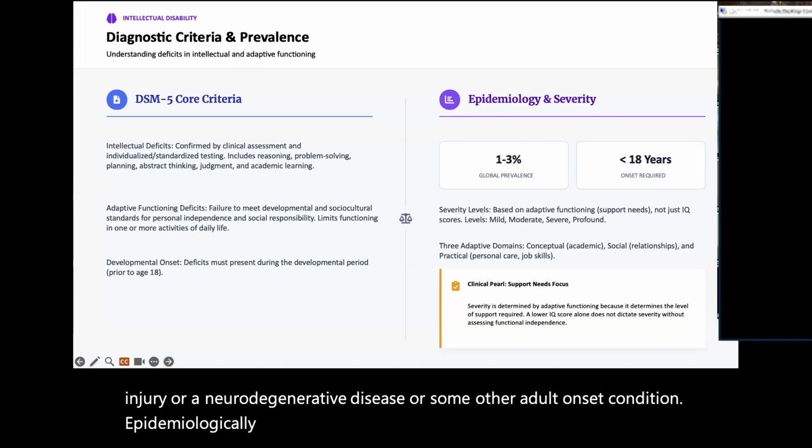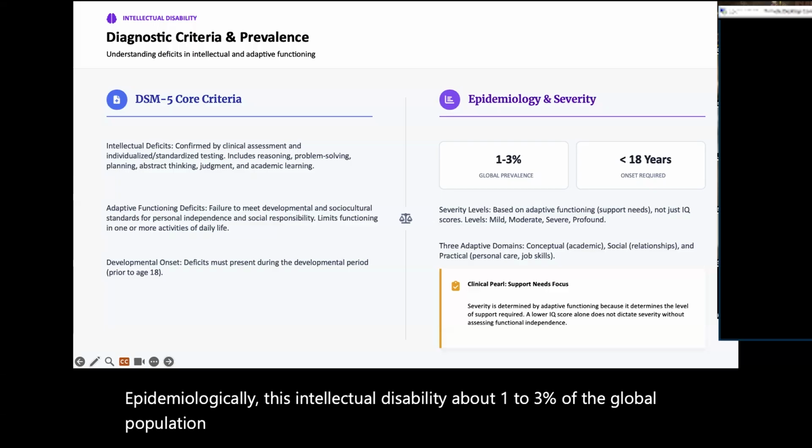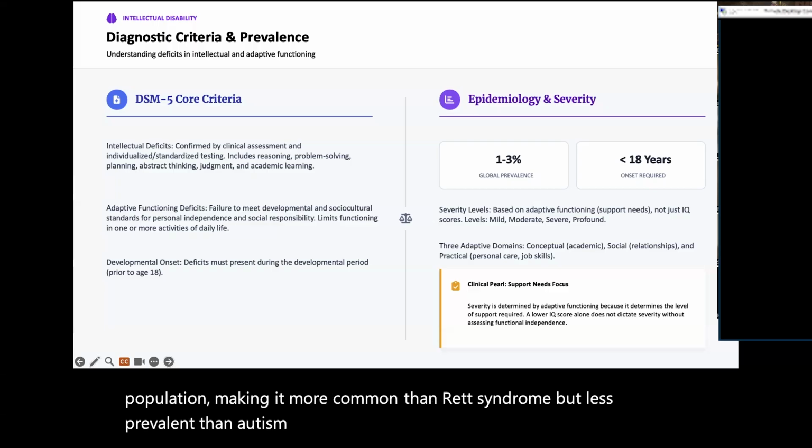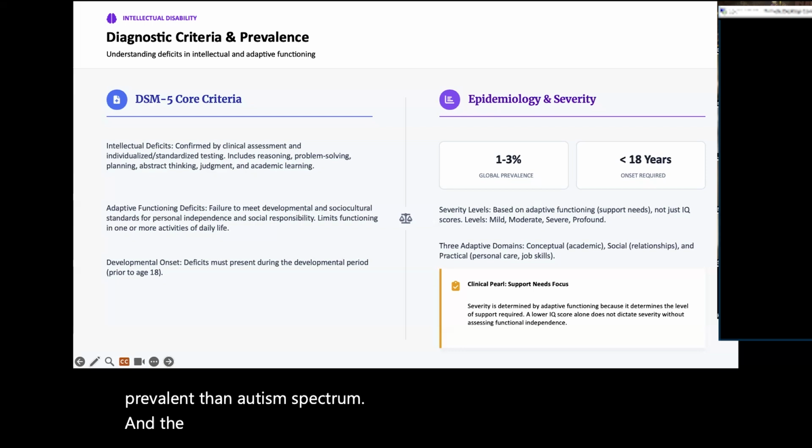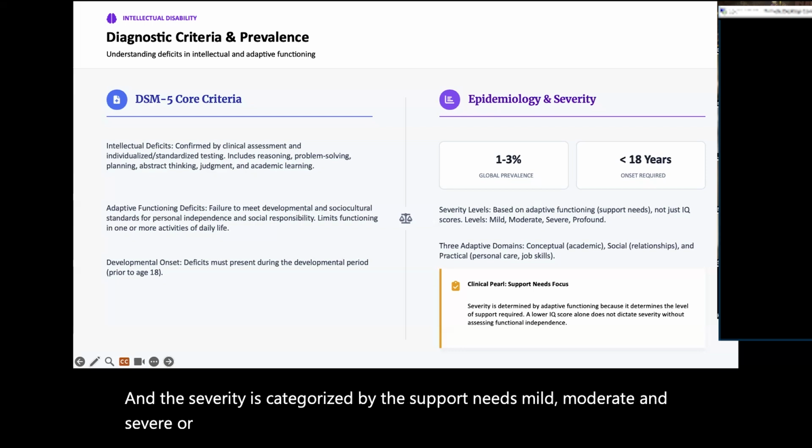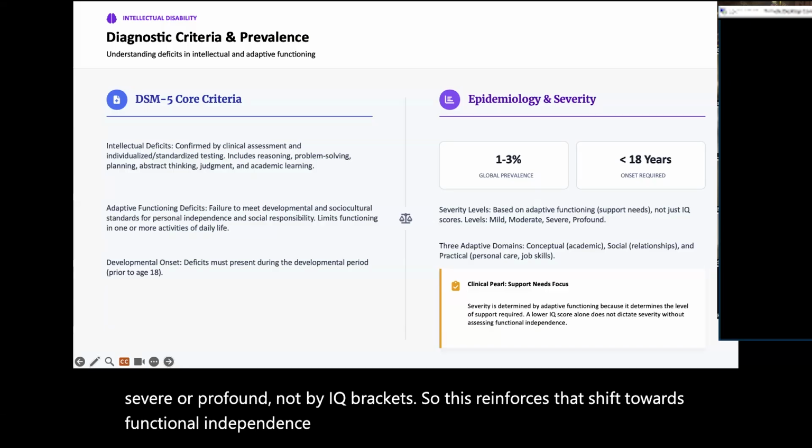Epidemiologically, intellectual disability affects about 1 to 3% of the global population, making it more common than Rett syndrome, but less prevalent than autism spectrum. And the severity is categorized by the support needs, mild, moderate, and severe or profound, not by IQ brackets. This reinforces that shift towards functional independence as the primary assessment target. Now let's look at these adaptive domains.